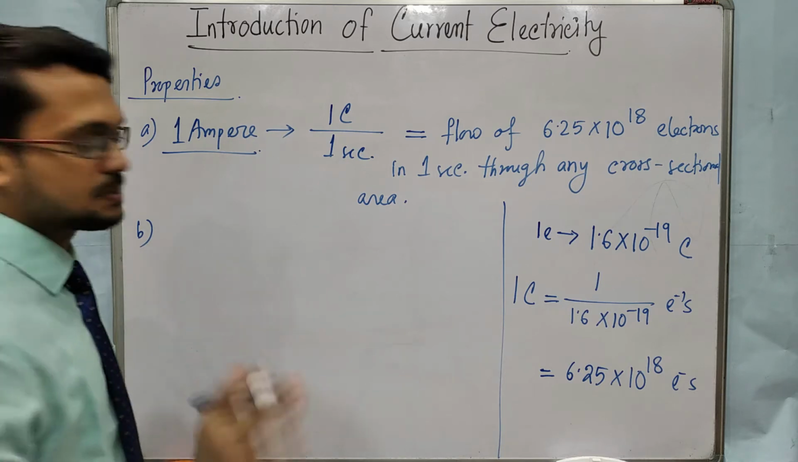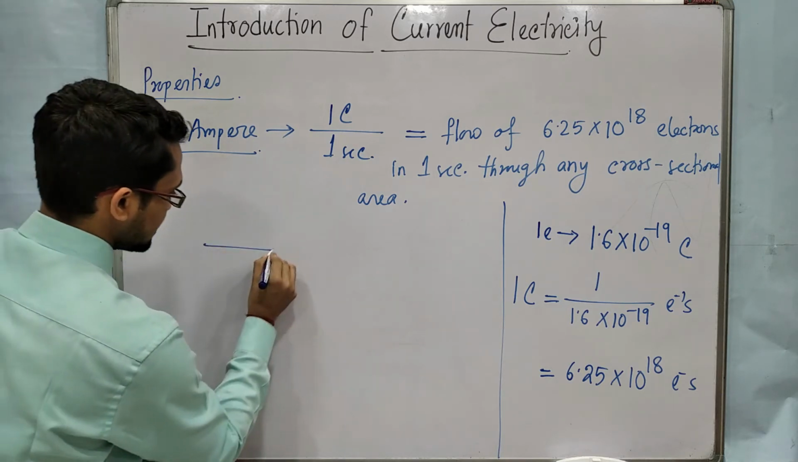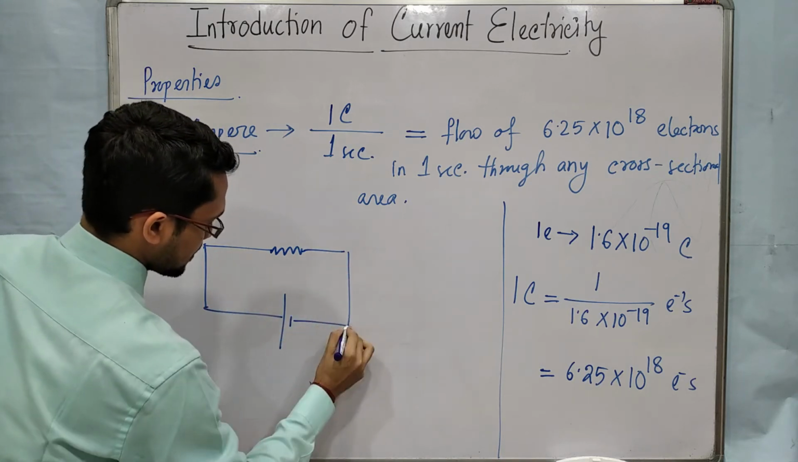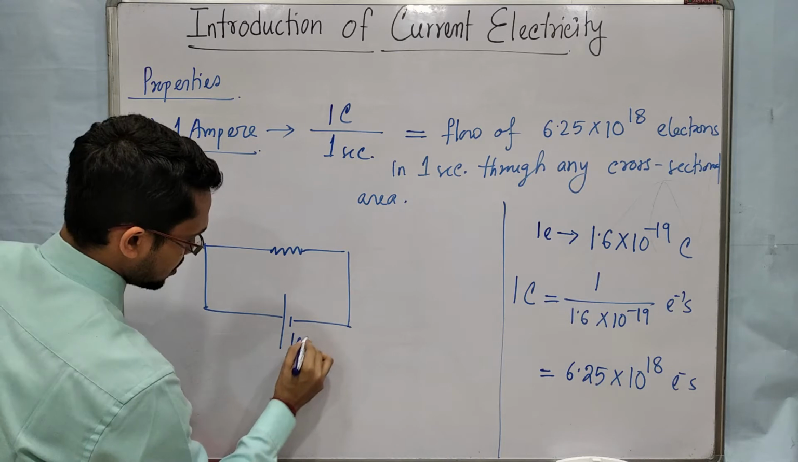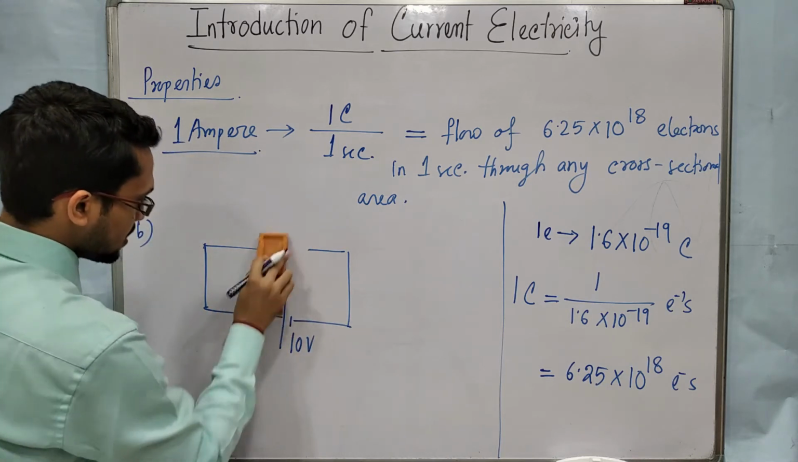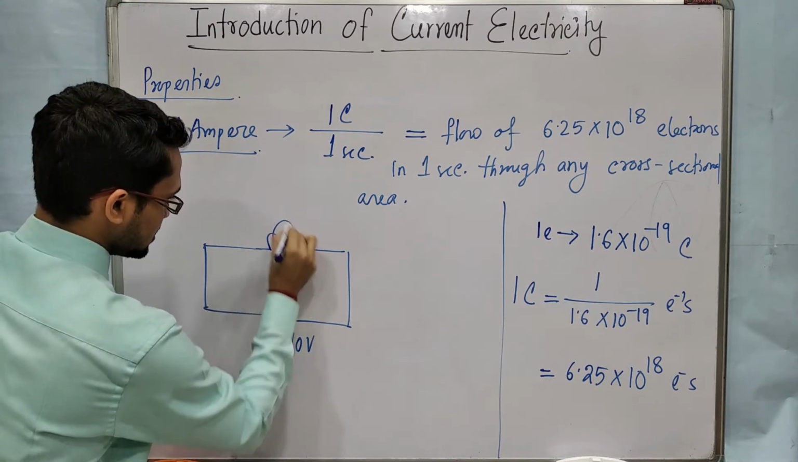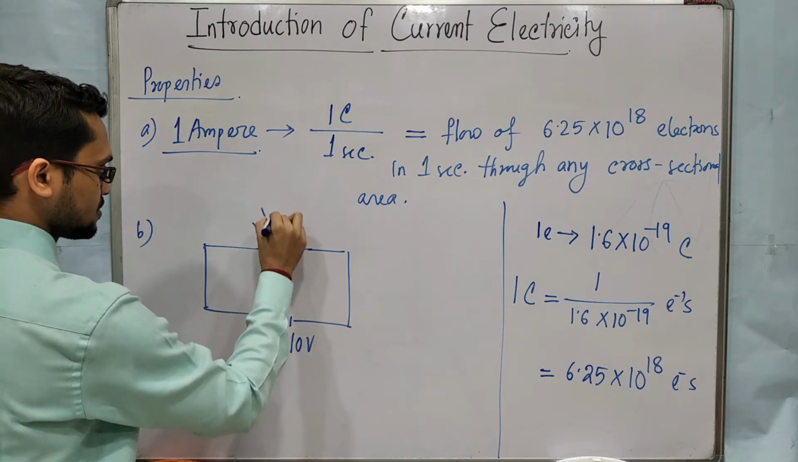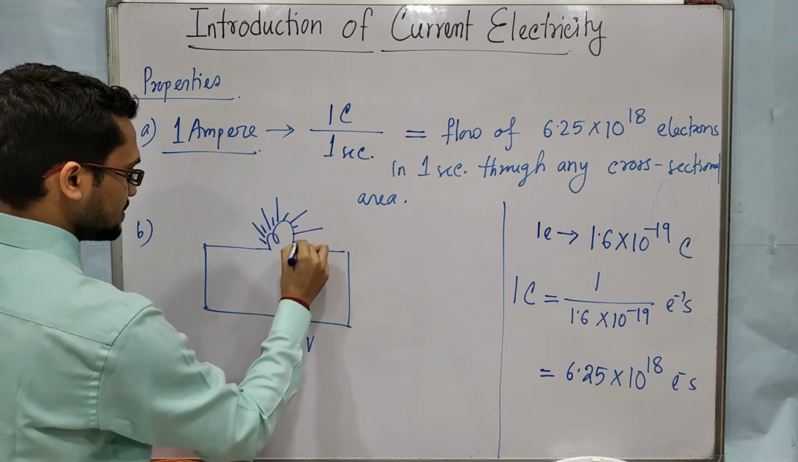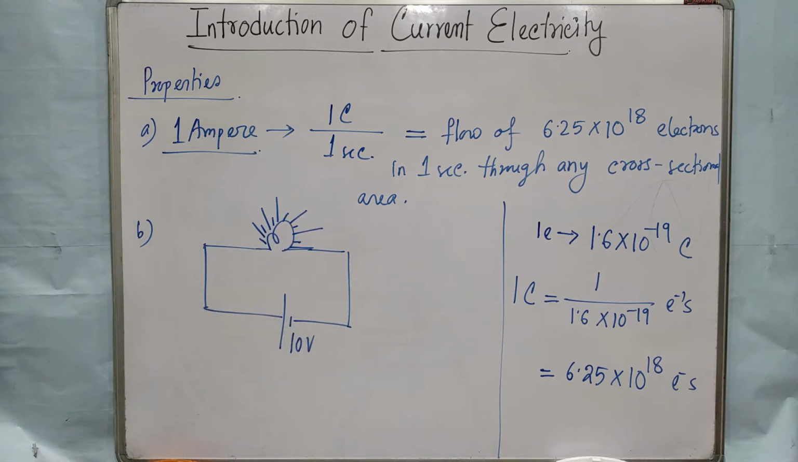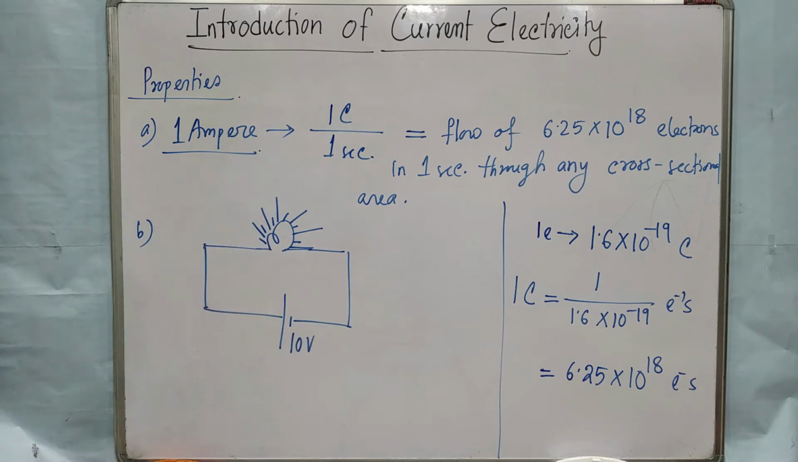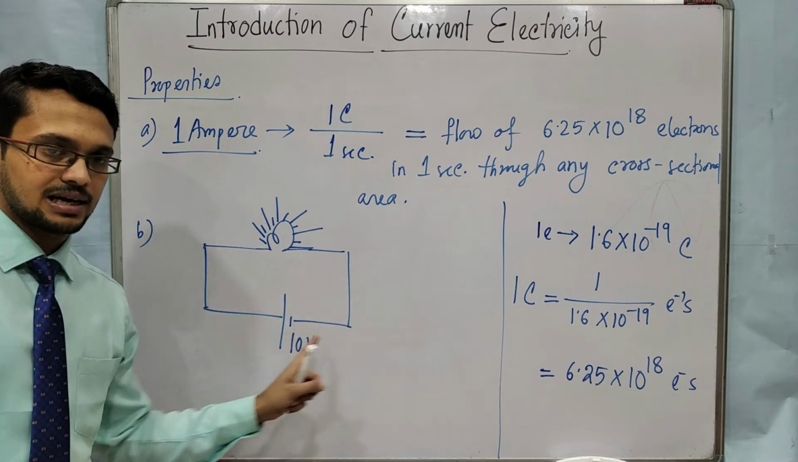Second point, conventional direction of current. Suppose I am drawing a circuit, a simple circuit. This is a resistance, this is a battery of potential, suppose 10 volt. Here draw a bulb. So this is the bulb and the circuit is closed, so the bulb will glow. That means current is flowing. Now in which direction is the current flowing? From positive to negative or negative to positive? This is a metallic wire.